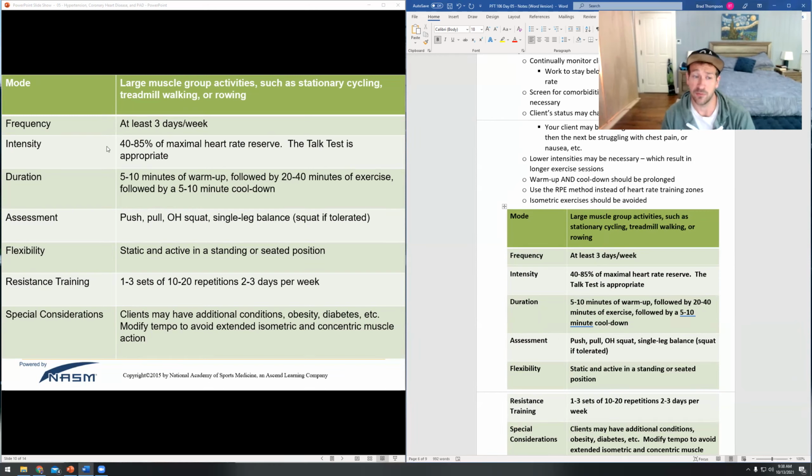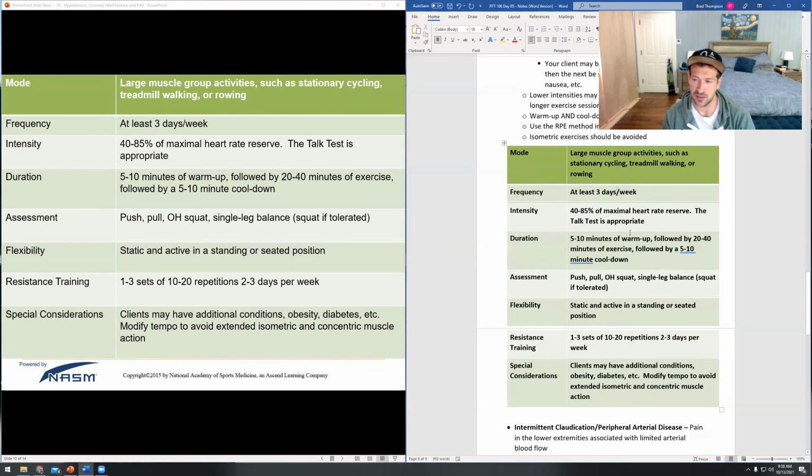So intensity is anywhere from 40 up to 85% of heart rate reserve. Again, the Talk Test is very appropriate. The RPE method is going to be much more appropriate rather than this massive, huge range right here.